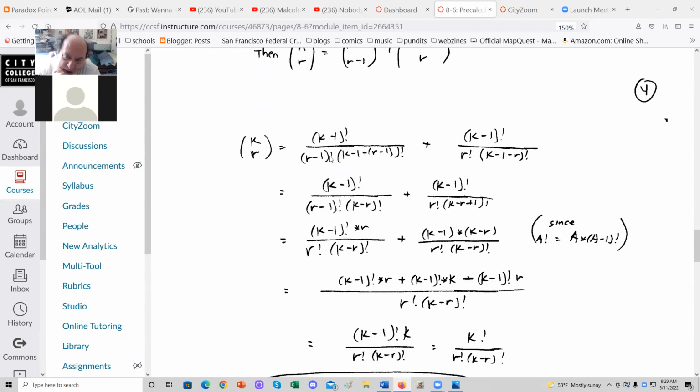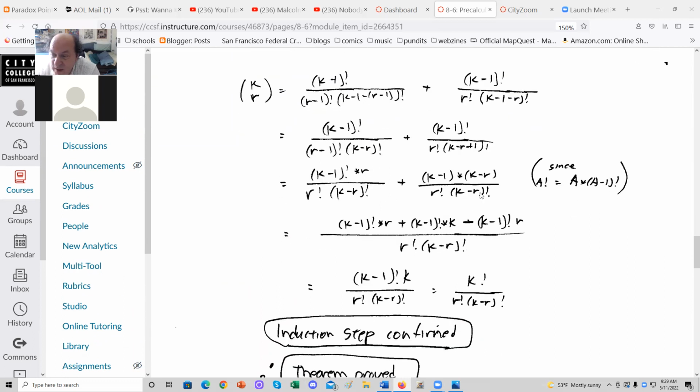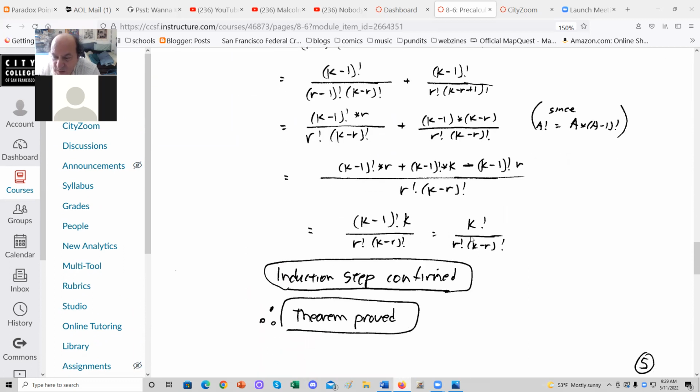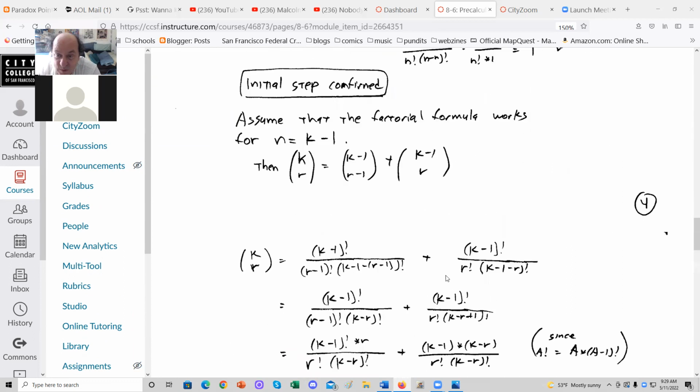K choose r, it's just a bunch of really messy calculations, and I'm going to skip that. You can review it more yourself. So things subtract and certain things cancel for the k minus 1 factorial. This equals that because of factorial. And you do some arithmetic and it works. So the induction step is confirmed and the theorem is proved.